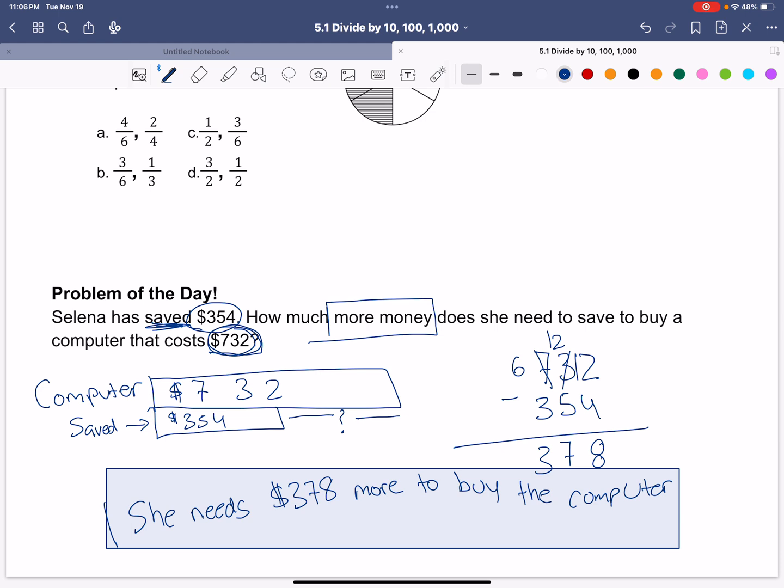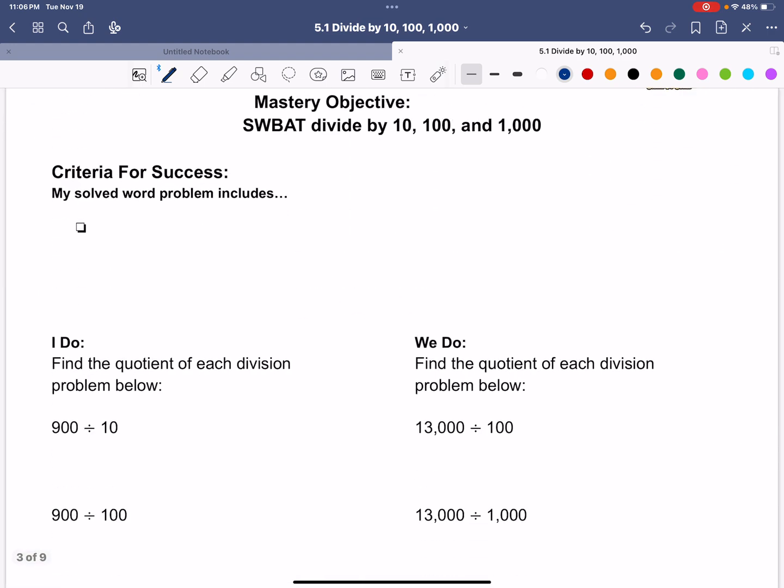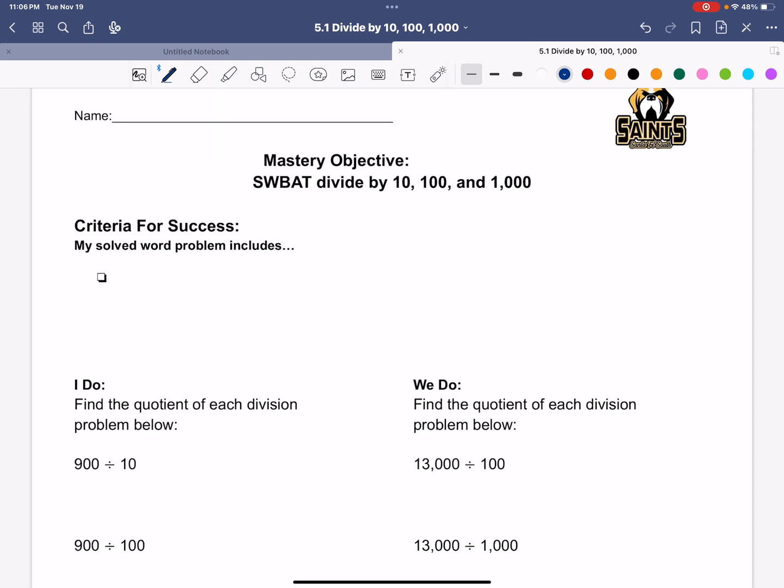Now that's our problem of the day, everybody. We should be switching to our I do. Let me get to my I do right now. All right, here we have it. So today we're going to be dividing by tens, hundreds, and thousands.